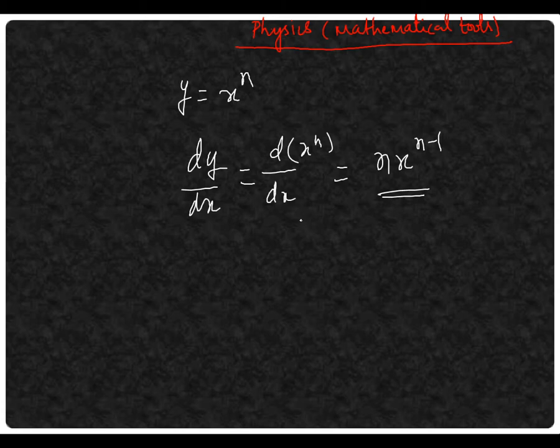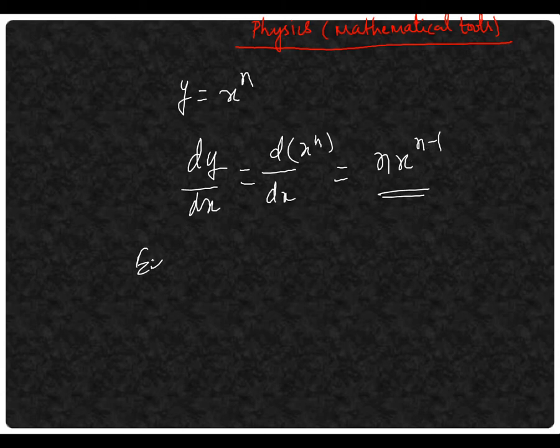Okay, here we are discussing mathematical tools for physics, not for maths. So that's why here we are only focusing on the formulas, not on the proof of those formulas. Okay, so our first formula is dy by dx of x to the power n is equal to n x to the power n minus 1.